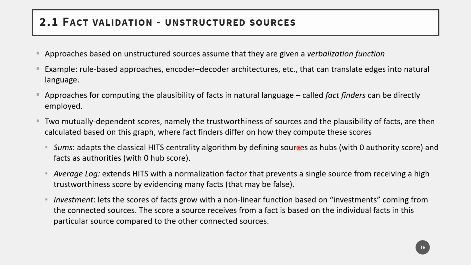Average-Log extends this with a normalization factor that prevents a single source from receiving a high trustworthiness score by evidencing many facts that may be false. And Investment lets the score of facts grow with a nonlinear function based on investment coming from the connected sources. The score of a source received from the fact is based on the individual facts in this particular source compared to the other connected sources.